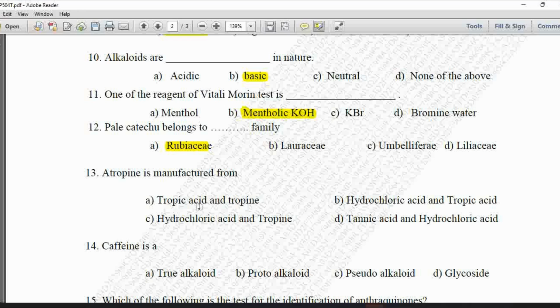Next, atropine is manufactured from: option A, tropic acid and tropine; B, hydrochloric acid and tropic acid; C, hydrochloric acid and tropine; and D, tannic acid and hydrochloric acid.